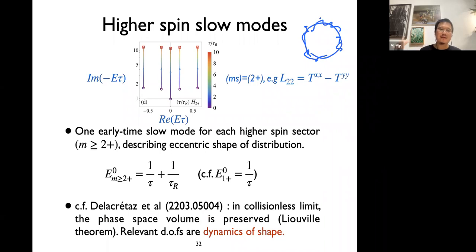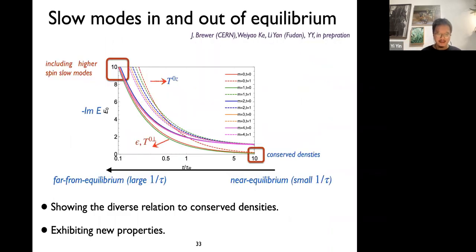In other words, the volume cannot evolve. What is really evolving is the shape, and there are some slow degrees of freedom associated with the dynamics of shapes. This is my current interpretation of this higher spin slow mode. They describe how the shapes of the phase space distribution evolve, and this is a feature that you will only be able to see in the autotrophic equilibriums. So this is just a quick summary.